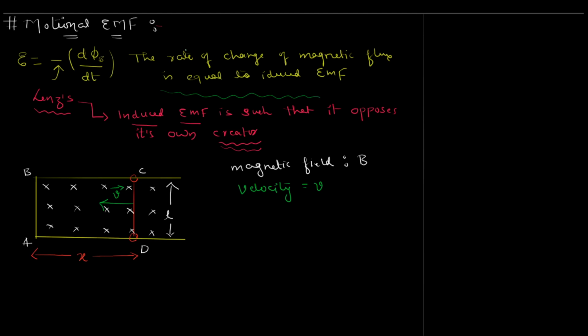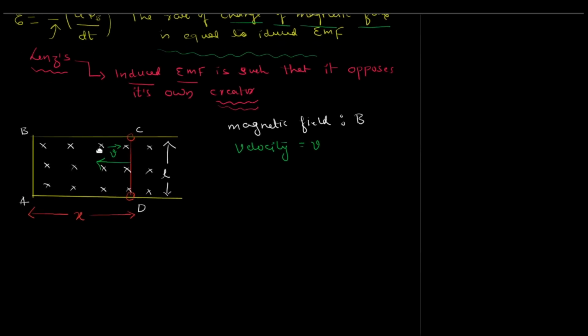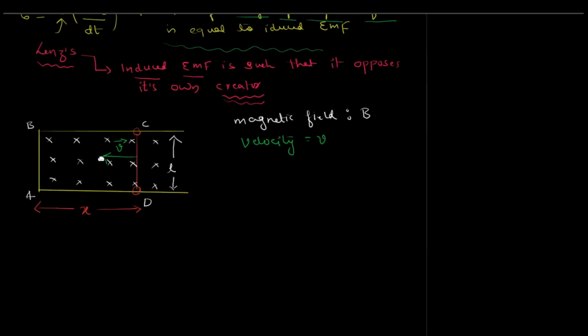We've seen this already in previous videos, that we need a changing magnetic flux. If you have changing magnetic flux with respect to time, then that itself is going to give you EMF. So in order to have induced EMF, you need to have a changing flux. Let's see if you have a changing flux over here.